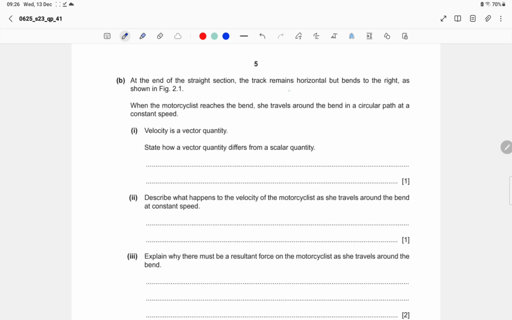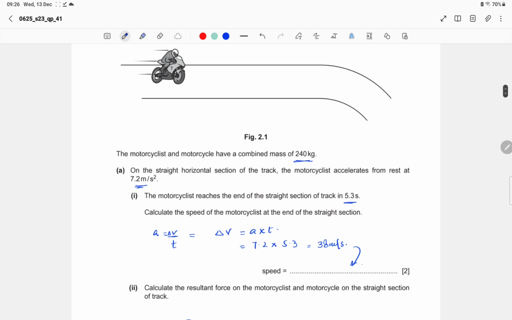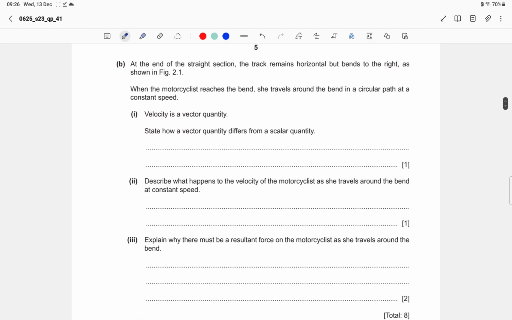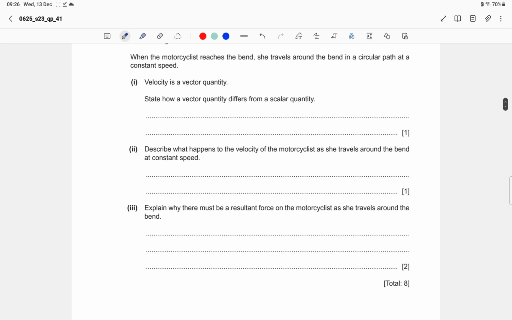At the end of the straight section, the track remains horizontal but bends to the right, as shown in figure 2.1. Okay, we have seen this in the figure. Now there is a bend over here. And when the motorcyclist reaches the bend, she travels around the bend in a circular path at a constant speed. Velocity is a vector quantity. State how vector quantity differs from scalar quantity. So, vector quantity has direction and magnitude, whereas the scalar quantity has only the magnitude.